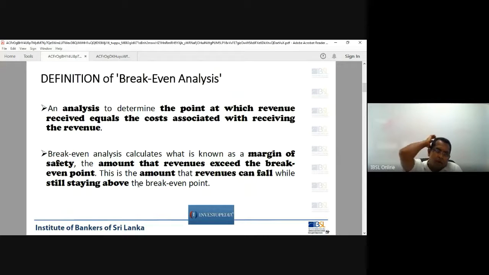Right? Then we talk about the margin of safety. The amount that revenue exceeds the break-even point. This is the amount that revenue can fall while still staying above the break-even point. That's the difference between the budgeted sales, if you are talking about a budget, and the break-even sales. So your sales can come down till the break-even point. It will not hurt you. Actual sales can come down till the break-even. It will not hurt you.